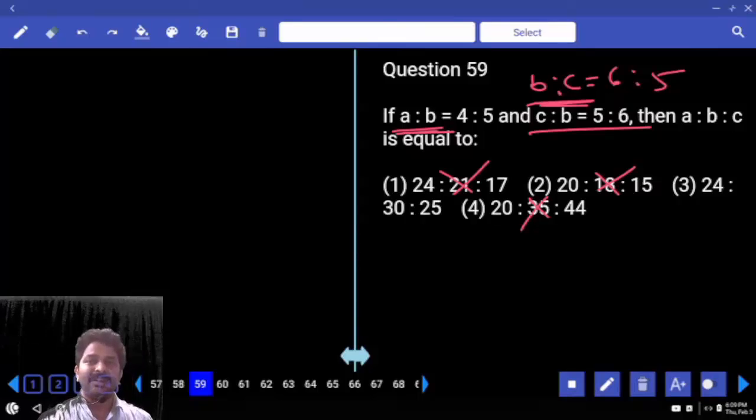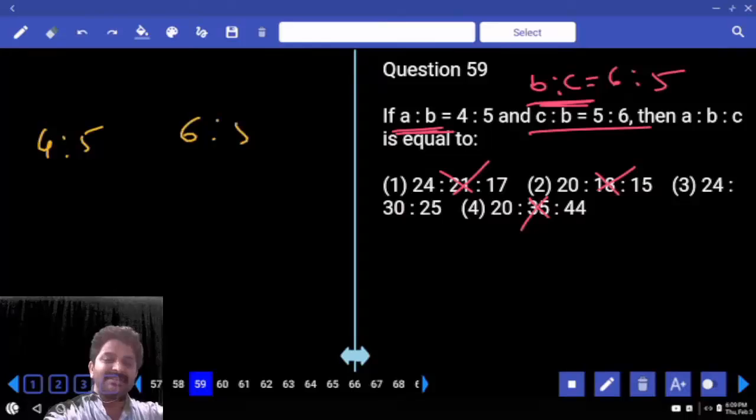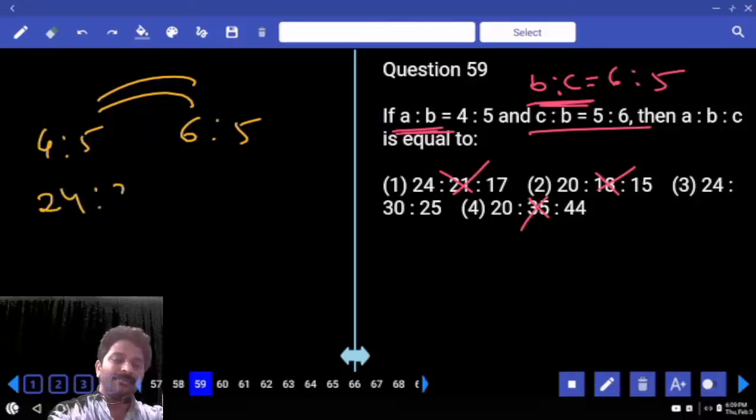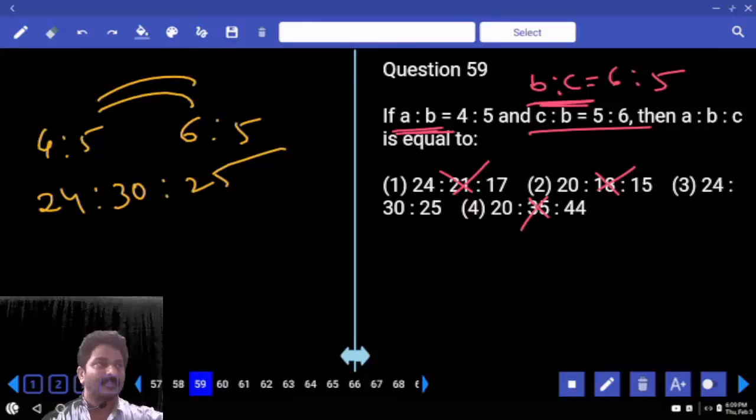Otherwise you need to go for rainbow multiplication. 4 is to 5 is here, 6 is to 5 is here. First ratio multiplied by 6, second ratio multiplied by 5. 24, 30, 25. Okay?